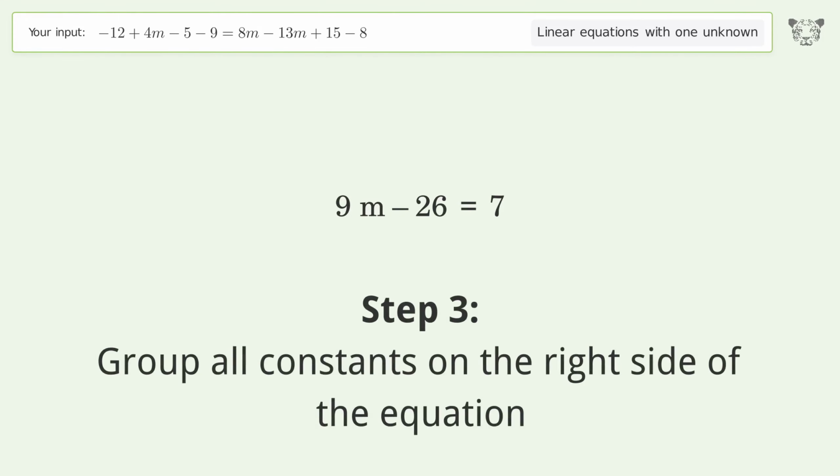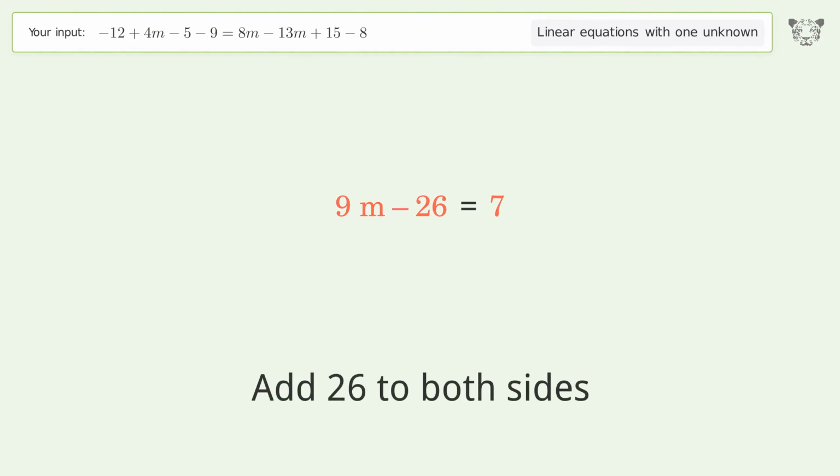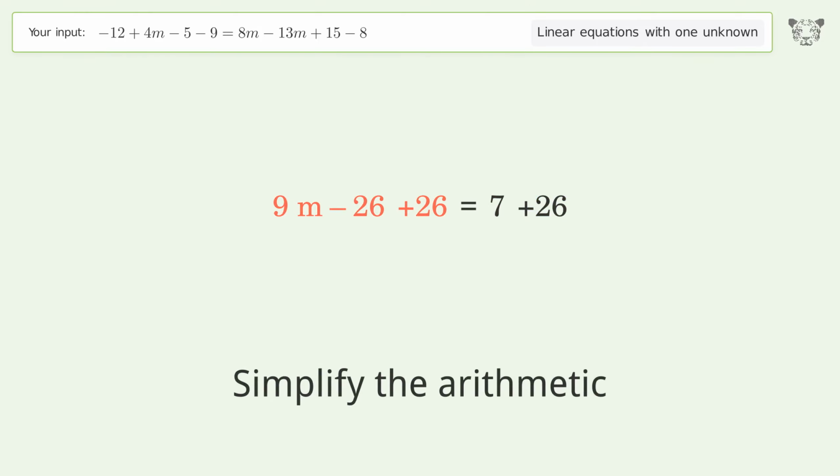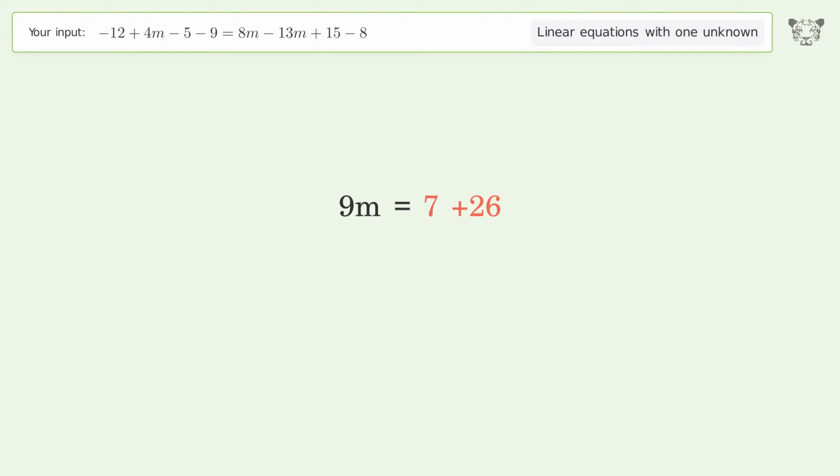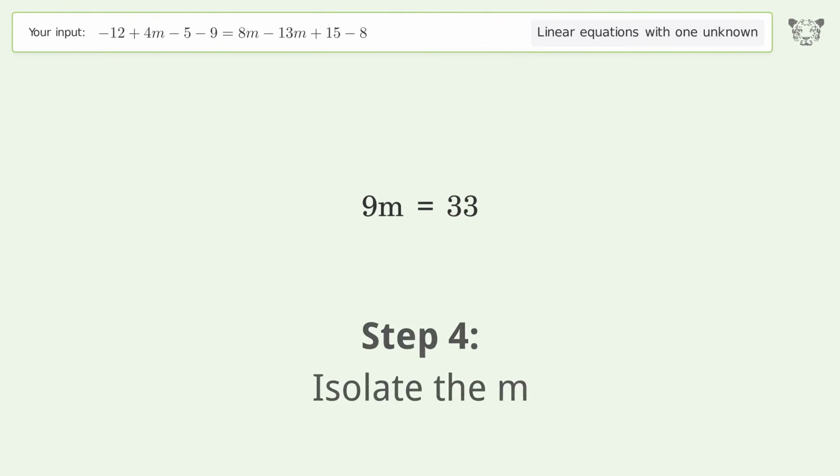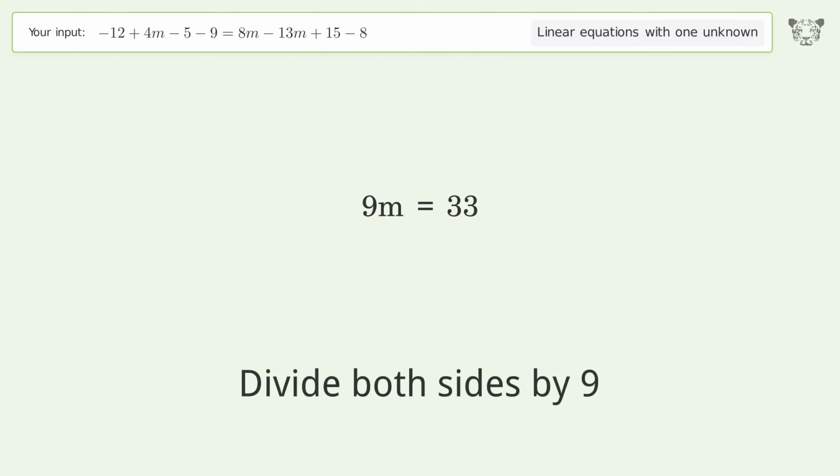Group all constants on the right side of the equation. Add 26 to both sides. Simplify the arithmetic. Isolate the m. Divide both sides by 9.